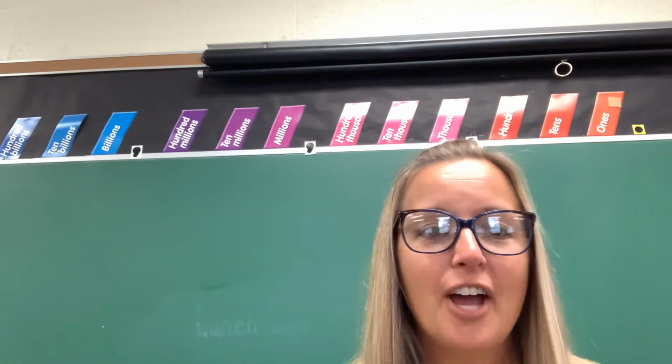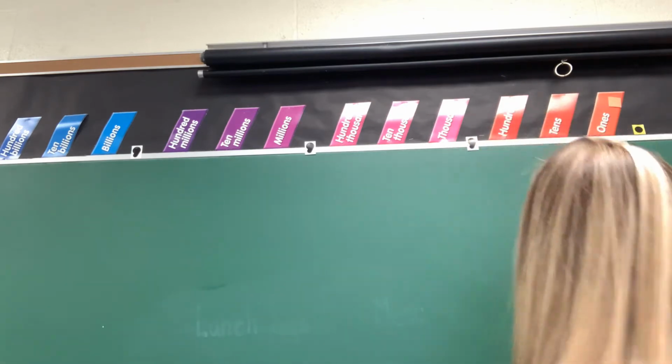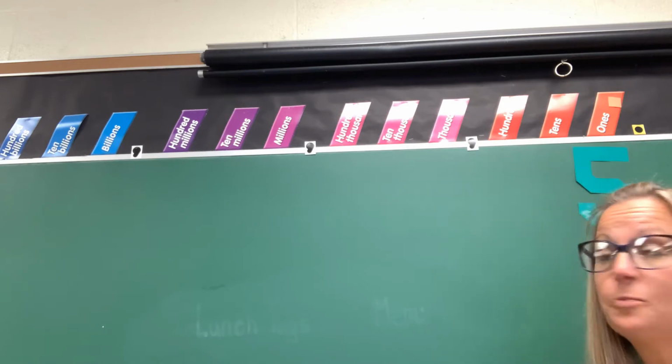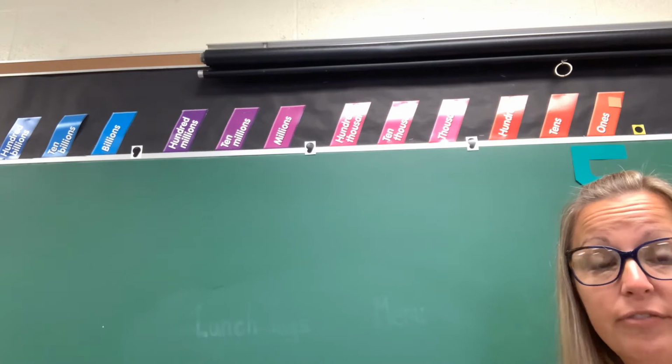Hi guys, today we're going to learn how to read whole numbers properly. All right, so let's start with our place value chart right here. The first digit to the left of the decimal point is the ones place. So I put a 5 here, so I would read this as 5, obviously.